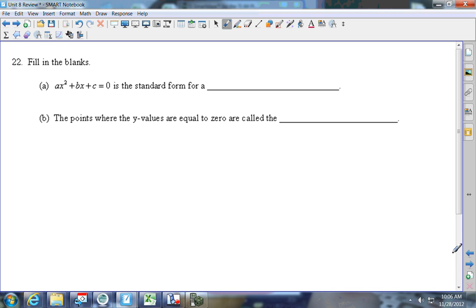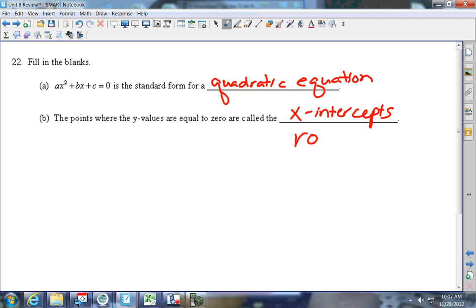Fill in the blanks. Ax squared plus bx plus c equals 0 is the standard form for a quadratic equation. The points where the y values equal 0 are called the x-intercepts, roots, solutions, zeros.